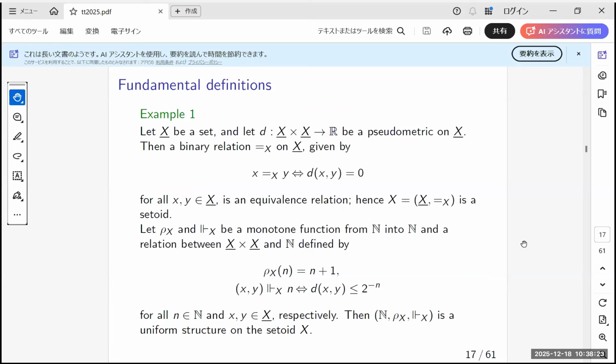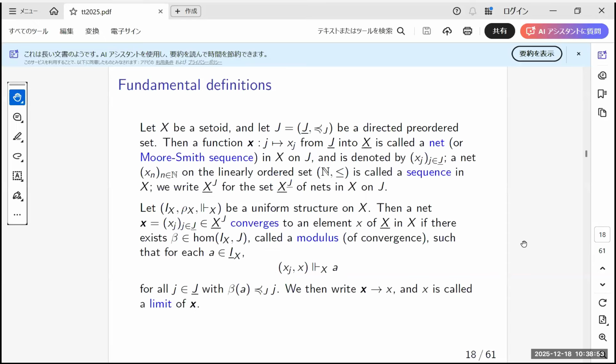We can define an equivalence relation in this way, and then we can form a setoid. And also, for this setoid, the natural number, rho x and forcing relation defined in this way form a uniform structure on a setoid.